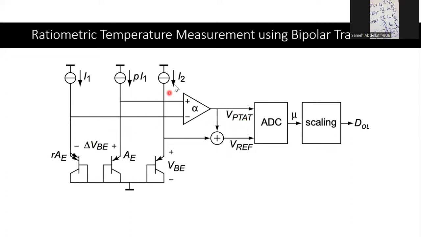And in parallel, we have a branch of a transistor. Again, this transistor is connected in a diode format with another current source called I2. And from this, we have a branch to be added to the V absolute, and the output is V reference. So we have the V absolute, or abbreviated VPTAT, and the V reference. Let's now describe what these V absolute and V reference are and why we call them absolute and reference.